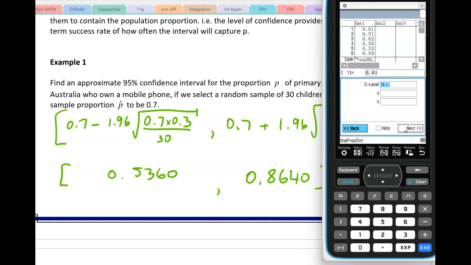Now the x is the number in the sample that have the attribute, and n is the number in the sample. So that's 30. So x is the number in the sample that have the attribute, which we don't actually have here as it stands. But we can figure it out because we know 0.7 of the sample have the attribute. So it'd be 21. So 30 times 0.7 is 21. So that's the only thing you've got to be careful of on the calculator. It wants that actually as a fraction. Well, kind of like how you would set it up as a fraction. 21 on 30, hit next, and there you go. There are your two values.